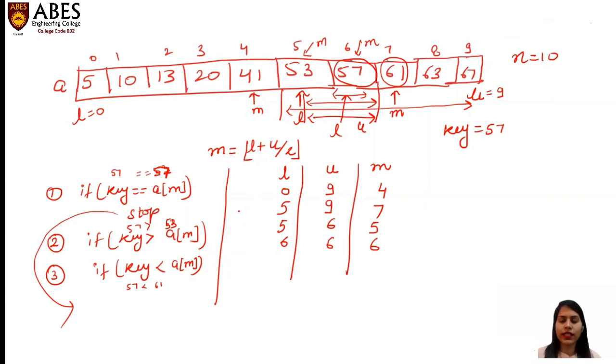We have to think about this condition. Suppose we are searching for the element 68, which is not present in the array. What happens in this case? In this case, we will shift the lower value towards the right. Each time, the lower value will update.